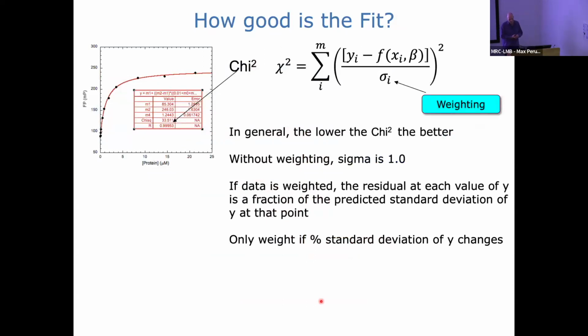So what's chi-squared? Essentially, chi-squared is how well the fitted parameters match your data. Sometimes you can put a weighting function in here, but usually without weighting this is 1, and you only really need to weight if you have a variation in your error as, say, the concentration increases. You don't put that in just to fit bad data better. In general, the lower the chi-squared, the better, because that means your fitted parameters are fitting the data much better.